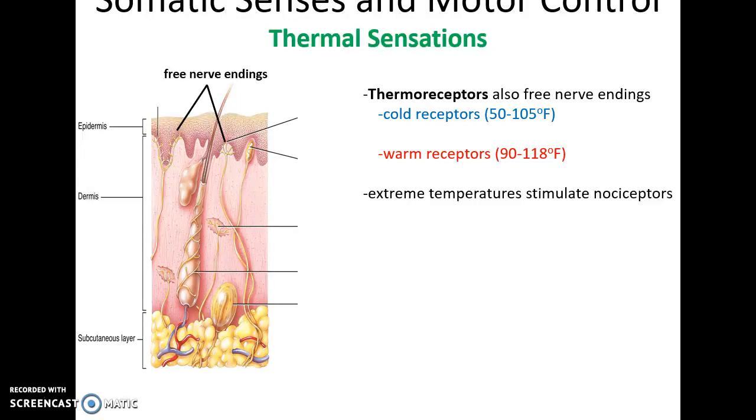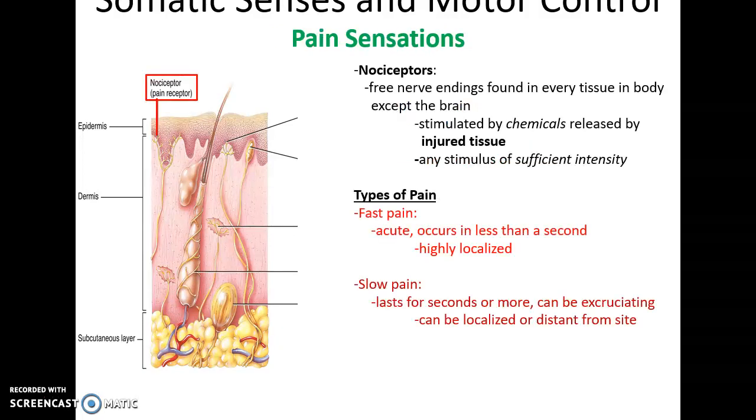There are cold receptors. They detect changes from 50 to 105 degrees Fahrenheit, and warm receptors that go from 90 to 118 degrees Fahrenheit. Extreme temperatures, either really hot or really cold, will instead stimulate nociceptors, pain receptors.